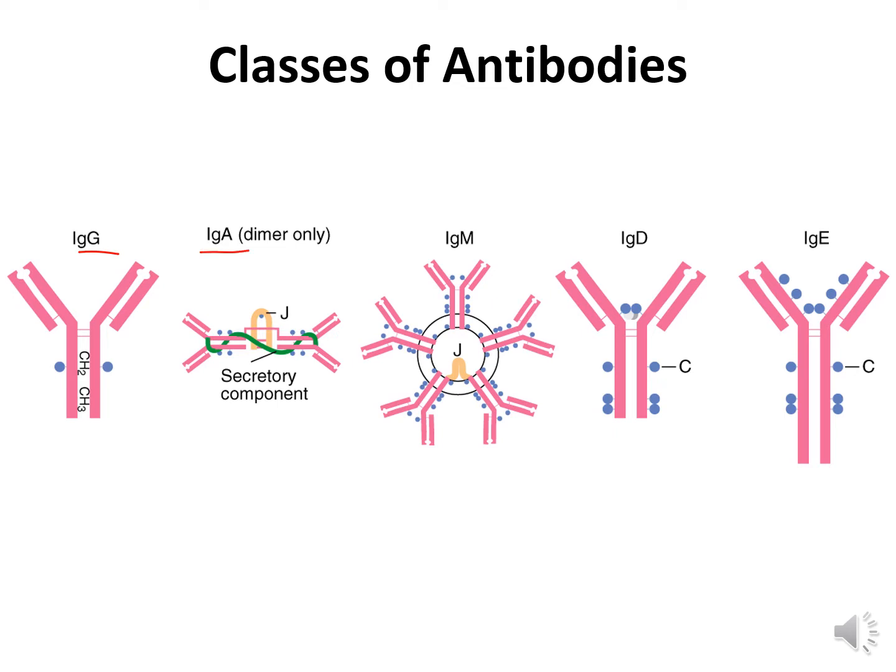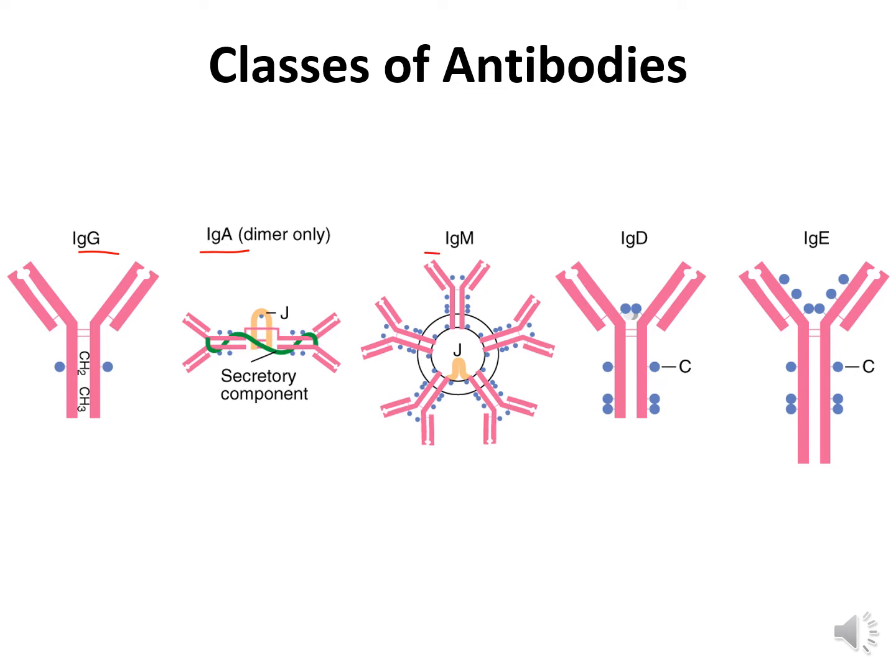The next class of antibody I talked about was IgA. IgA is a dimer. It's 2 of those monomers bound together, and IgA is found mainly in mucus and other secretions such as breast milk. The main purpose of IgA is to prevent attachment.